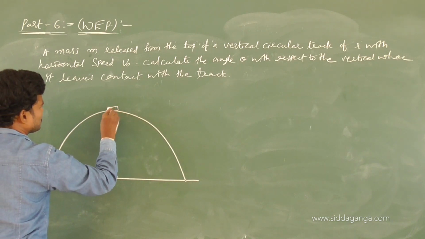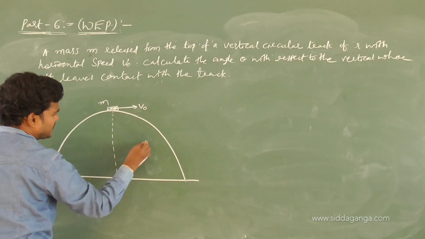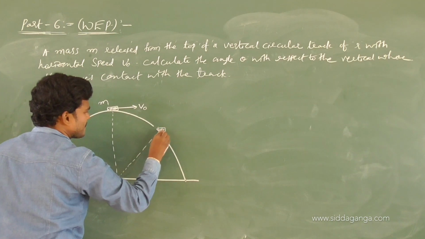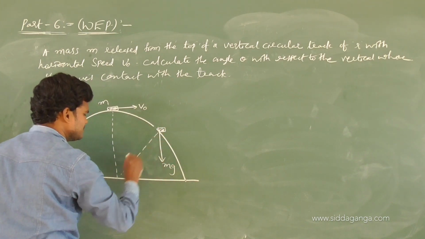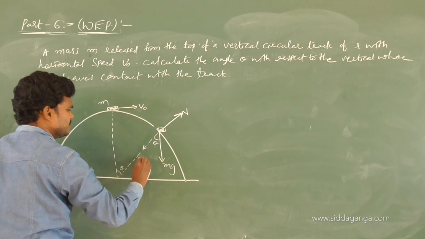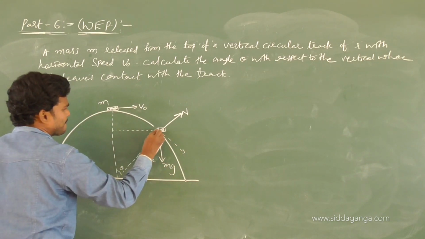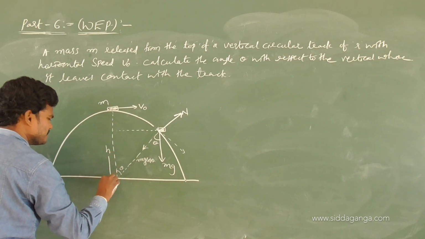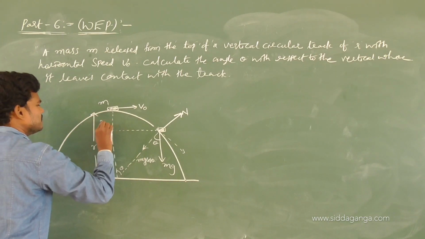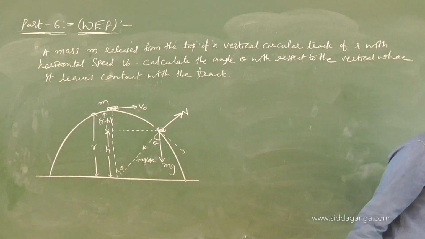So here this is the block, given a speed V naught, this is m, and here at any point it is going to leave the contact. Weight of this block acts vertically downwards. Let us take this angle as theta. If this is theta, this is also theta. This is N, and this is mg cos theta and mg sin theta. And let us suppose this is the height h, this is r already given, and what is this? R minus h. Yeah, check it.